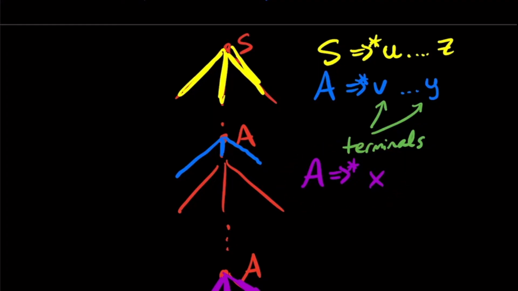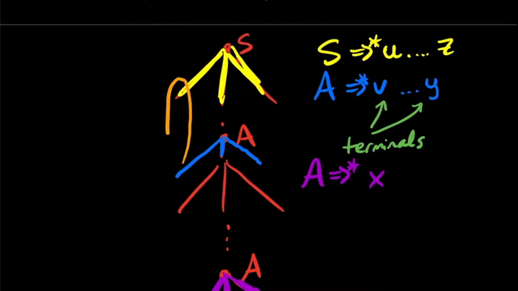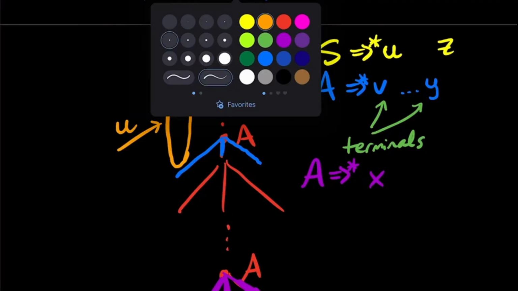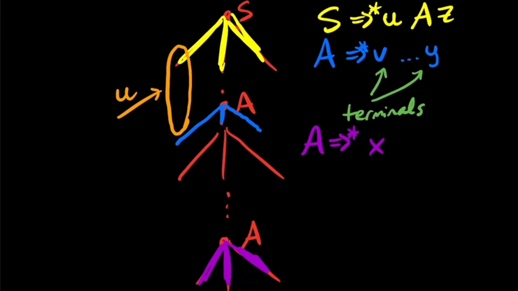Okay, what I'm going to do here is circle this part right here, and I'm going to call that thing U. And why am I going to call that U? I want to call that U because I want to stick the variable A right here. So the terminals that appear before the first occurrence of A on the left side, I'm going to call U, so that now I can put into the middle here the variable A. So I'm going to call that part U.